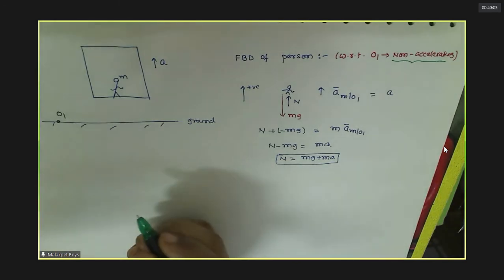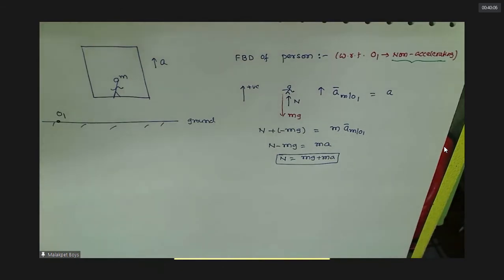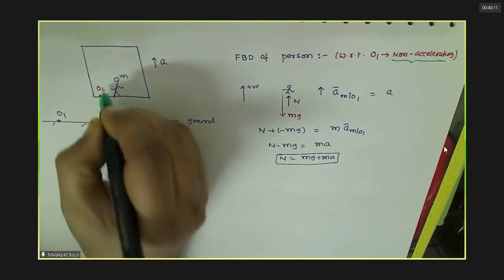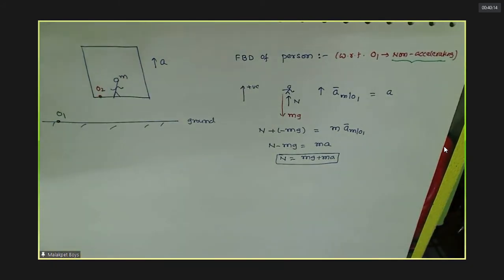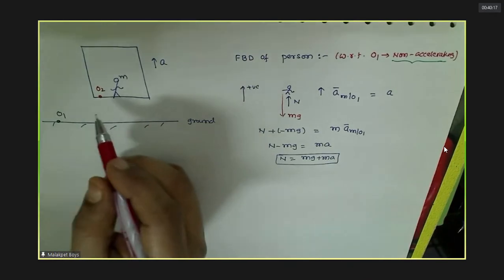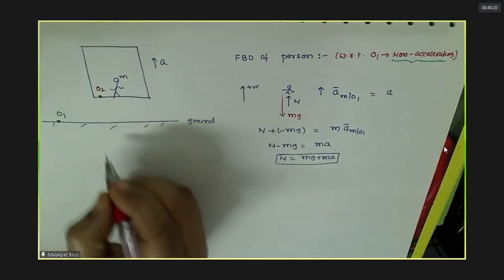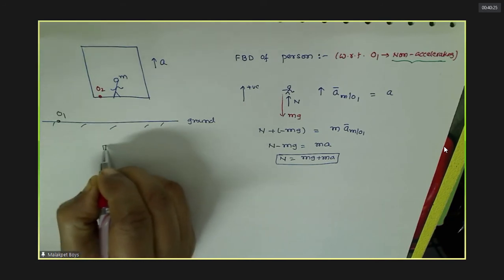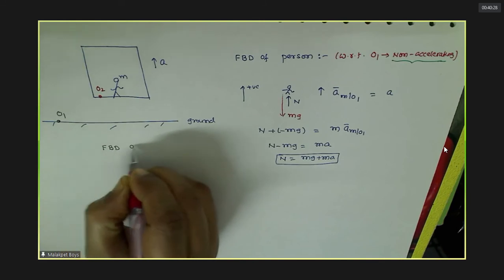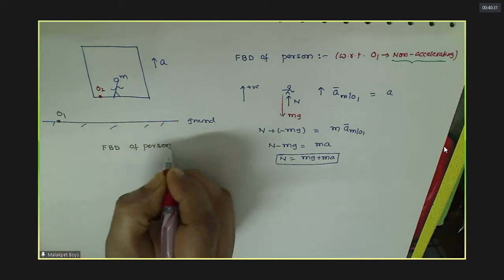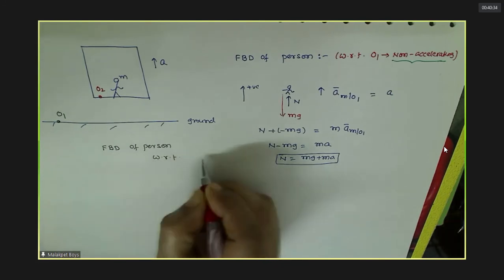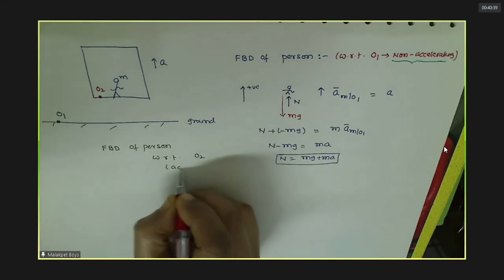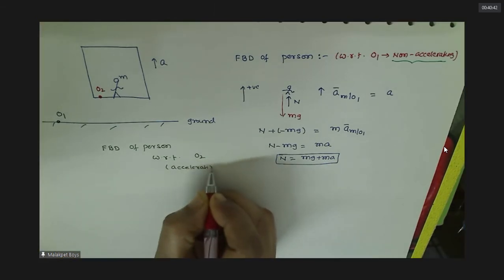Shall I go ahead? Yes, sir. Right. Now there is another observer here, O2. Now you can see both are moving. Agreed. So the acceleration of O2. Now we'll show the same thing: the FBD of the person with respect to whom? With respect to O2. O2 is accelerating now. Yes, sir.